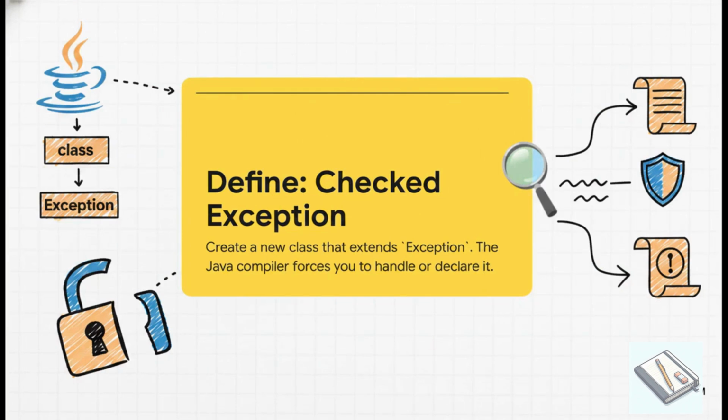All right, step 1, defining the class. All you do is create a new Java class, and here's the magic part, it extends the built-in exception class. Now, by extending exception specifically, you're creating what's known as a checked exception. And this is so important. It means the Java compiler will actually force any code that calls your method to deal with this potential error. No more forgetting.